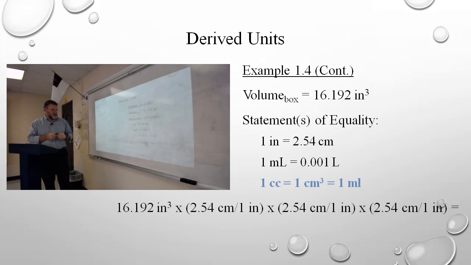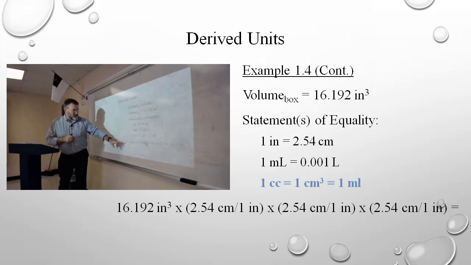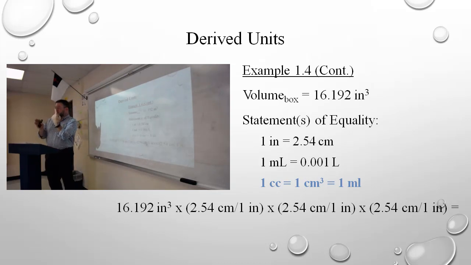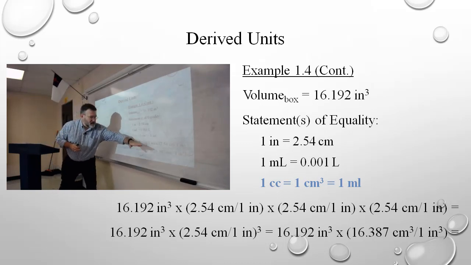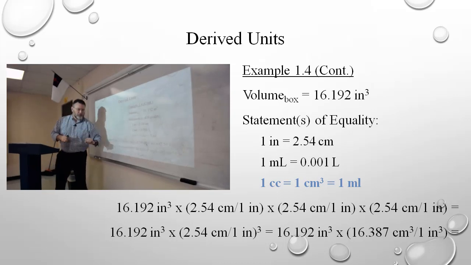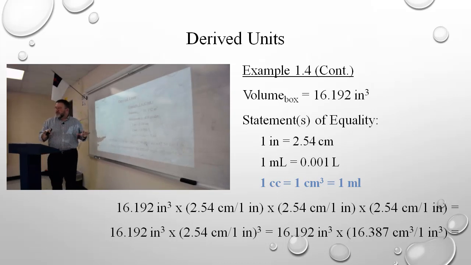And here's how it plays out. I know my volume of the box is 16.192 cubic inches. And I have something that's going to take me from centimeters to inches and back and forth, but I can't do it just one time, can I? We just learned I've got to do it 3 times because of the cubing effect. So I do it 3 times, and that gives me an answer. Here, I rewrote it as that same unit 3 times. That's just as legitimate. This times itself is the same as writing this cubed. Equally true. They're the same thing.